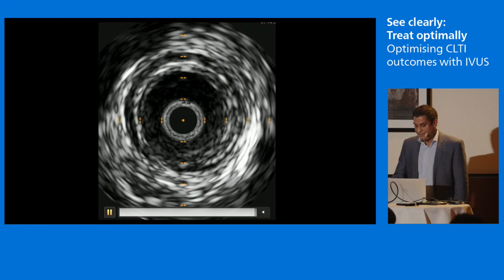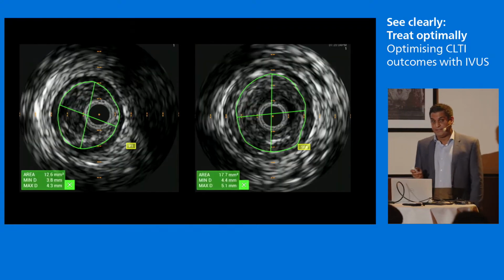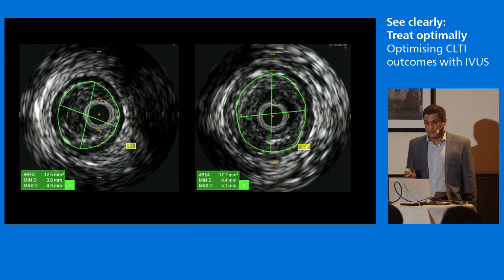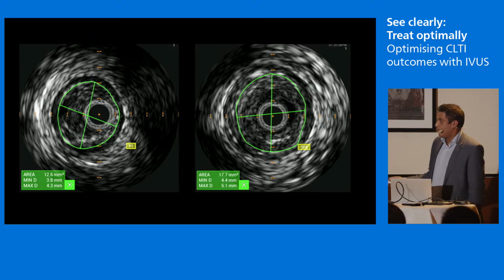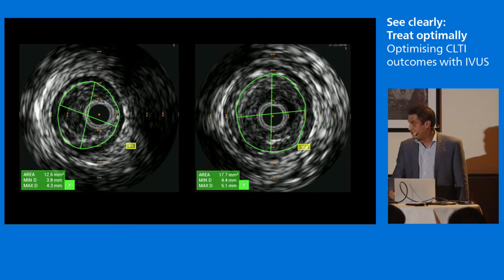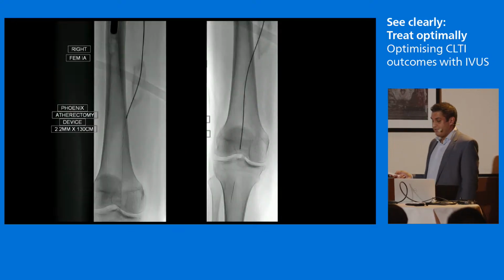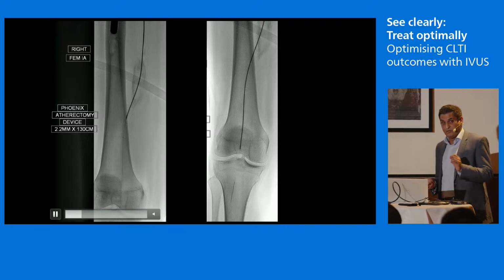Okay, so the next thing we're doing with that same pullback is measuring your reference vessel diameter. So if you recall, her CT was 3.5, no more than 4, but actually her vessel is 4 millimeters distally, and it goes up to 5, sort of mid SFA. So this was a good case for vessel preparation.